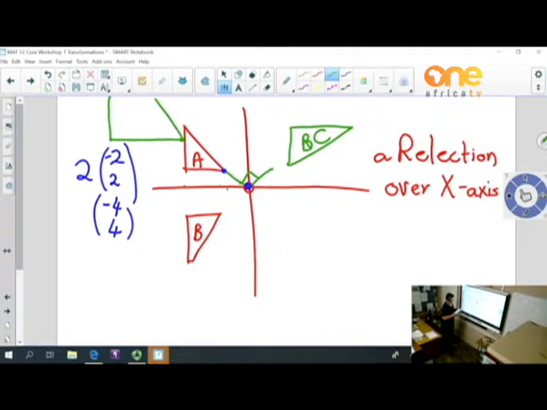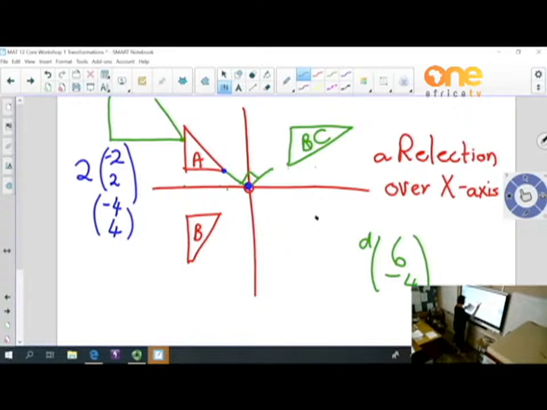The last one is translate A by the vector 6, -4, and label it E. Now, 6, -4 means 6 to the right, 4 down. So I start here, and I go 6 to the right, 2, 4, 6, and then 2, 4 down. So this is where it will start. Remember, once you've got that first point, it's then very easy to have the next one. So there we went 6 to the right and 4 down. So this is then this point here.